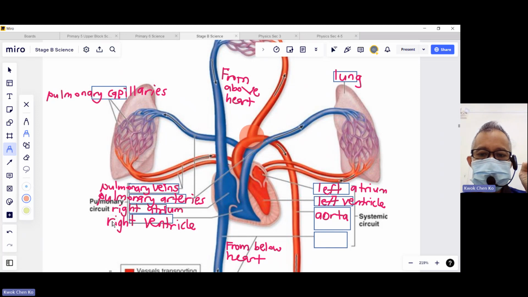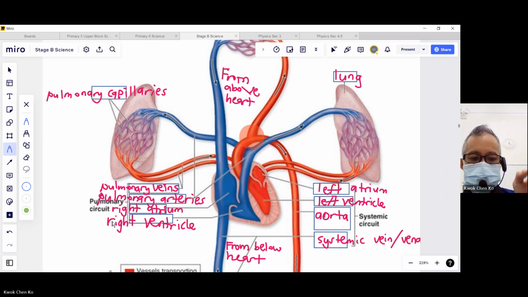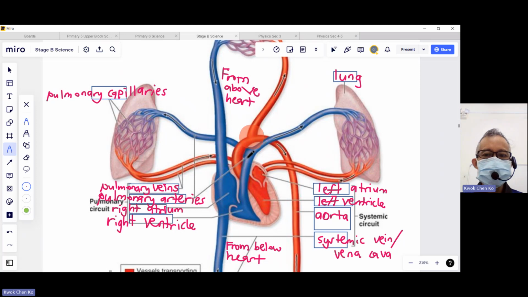Now, lastly, probably you know the answer to this one. The last one will be your systemic vein. Of course, you can use the Latin, vena cava. It's also called vena cava. Okay, yep, that's the basic.